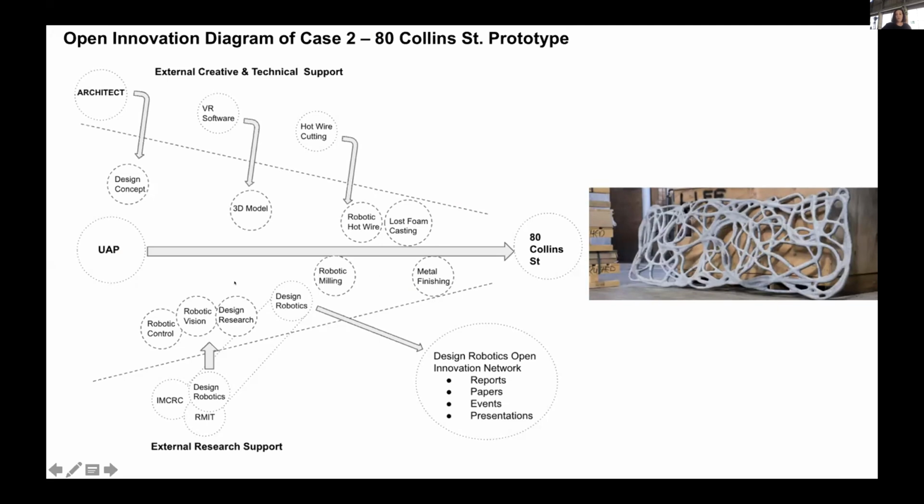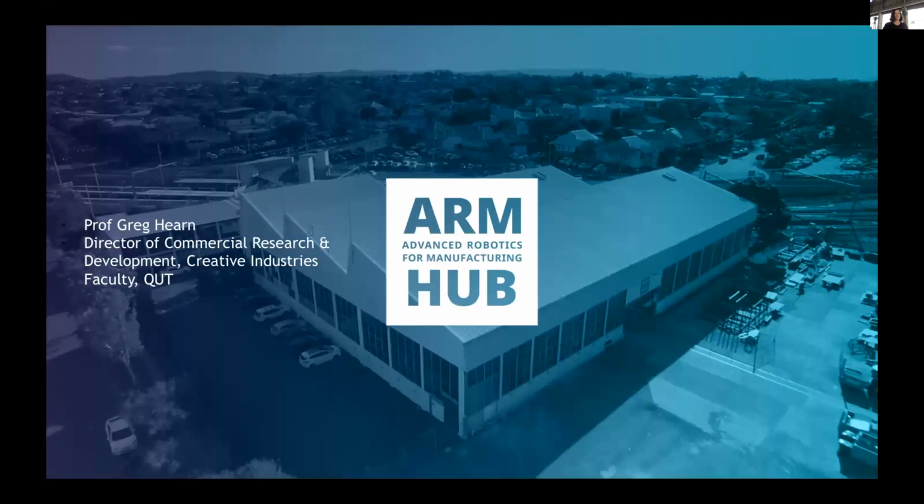This process really sped up the finishing at the end, and also the complicated pattern making that would be very difficult for a human to do. On the other side, the external research support that we've provided through Design Robotics is also mapped out in this funnel. Through the Design Robotics Open Innovation Network, we've been writing reports and papers. We have events and presentations such as this, where we can share the different research outcomes with others, such as yourselves. So now I'm going to pass it on to Professor Greg Hearn, who's going to talk more about open innovation.